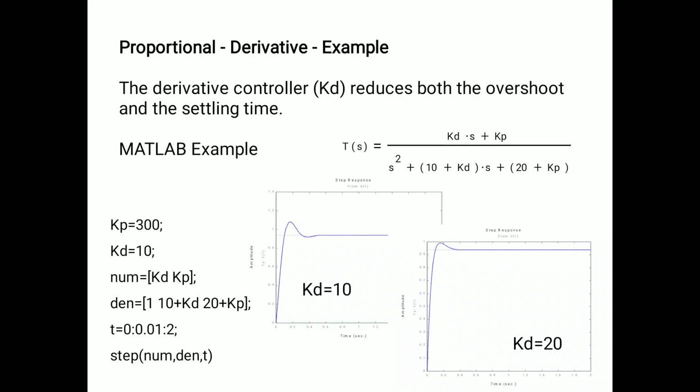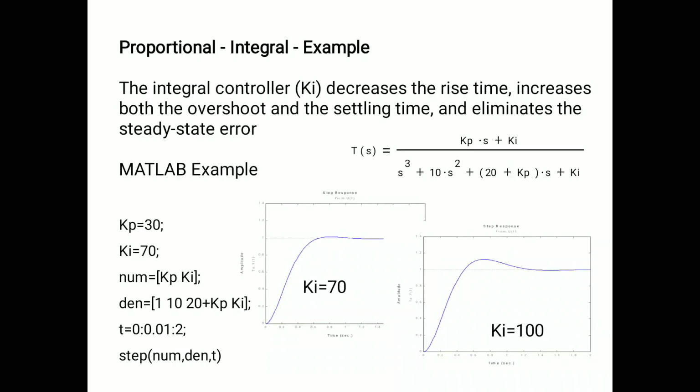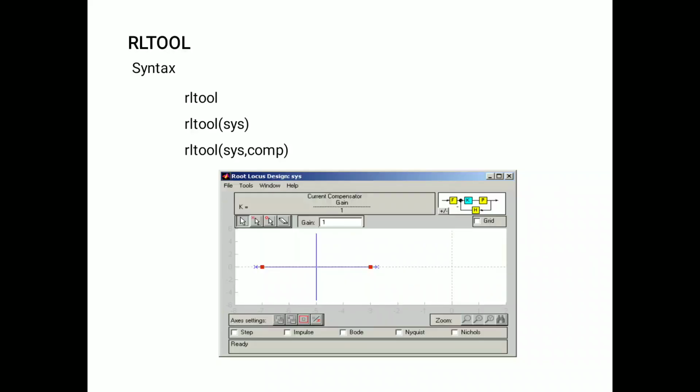In the proportional and derivative control you can see that there is a reduction in both terms, overshoot as well as settling time. We have seen this with the help of the MATLAB examples also. In the proportional integral examples, the integral control decreases the rise time, it increases the overshoot and the settling time, and it eliminates the steady state error also. So it satisfies all design considerations with the help of the PID control.